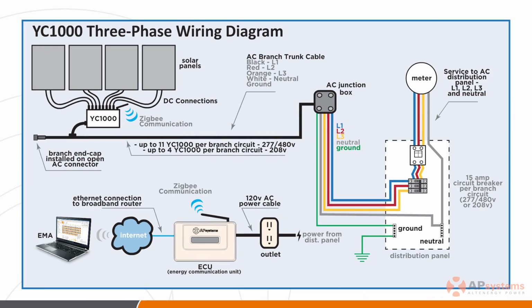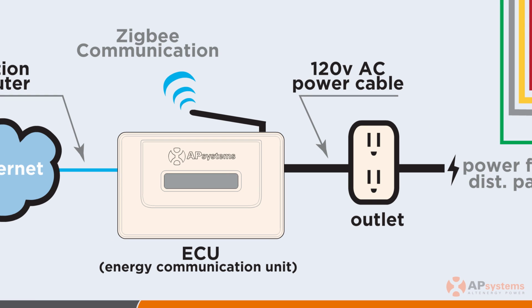This is a simplified typical three-phase system diagram. As described previously, the YC1000 can be assigned to 4 PV modules, typically described as channels 1, 2, 3, and 4. The ECU is plugged into a standard 120 volt outlet.